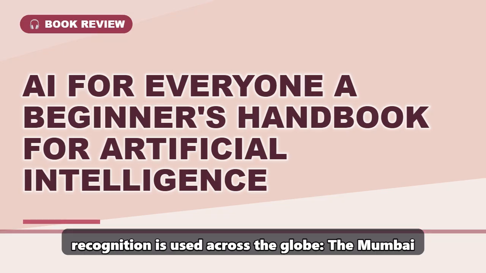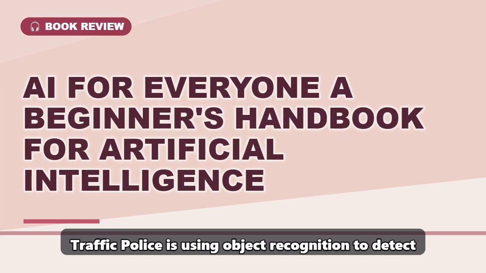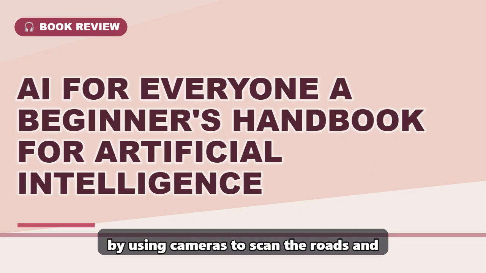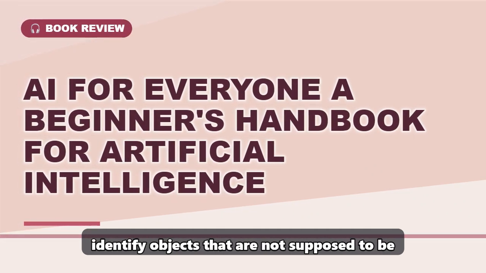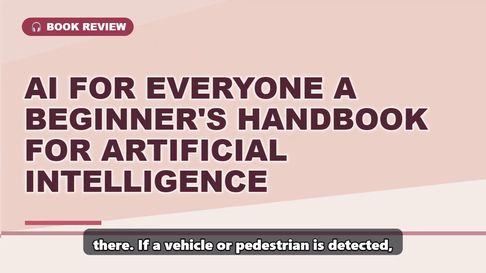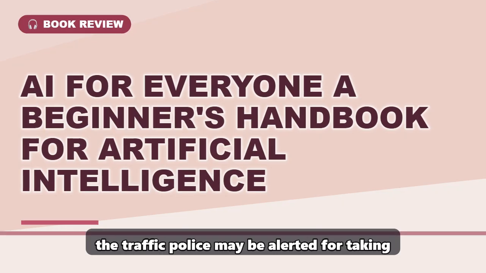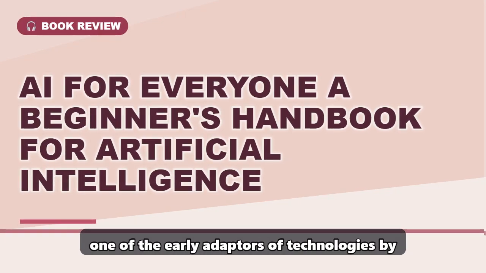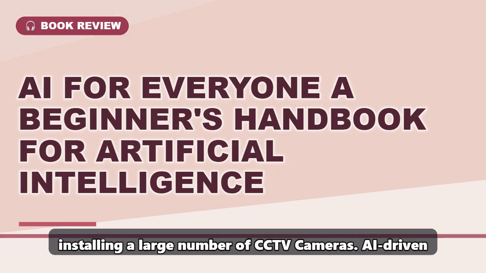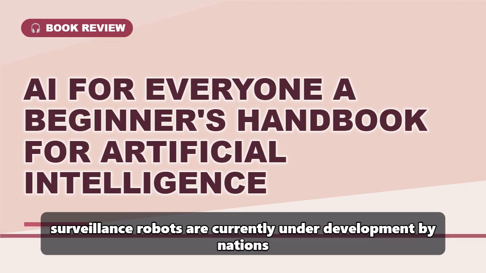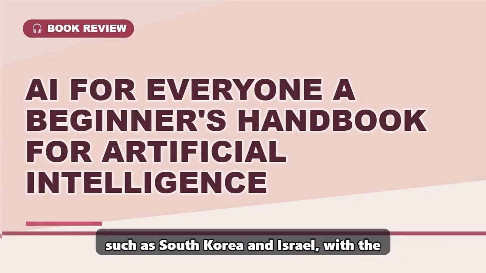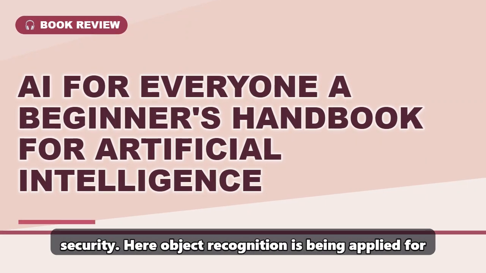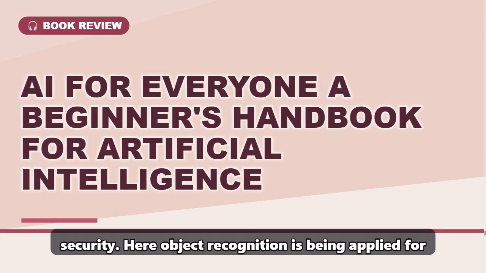The Mumbai Traffic Police is using object recognition to detect vehicles and pedestrians in traffic. This is done by using cameras to scan the roads and identify objects that are not supposed to be there. If a vehicle or pedestrian is detected, the traffic police may be alerted for taking action to prevent an accident. They have been one of the early adopters of technologies by installing a large number of CCTV cameras. AI-driven surveillance robots are currently under development by nations such as South Korea and Israel, with the objective of deploying them to oversee border fence security. Here object recognition is being applied for human detection.